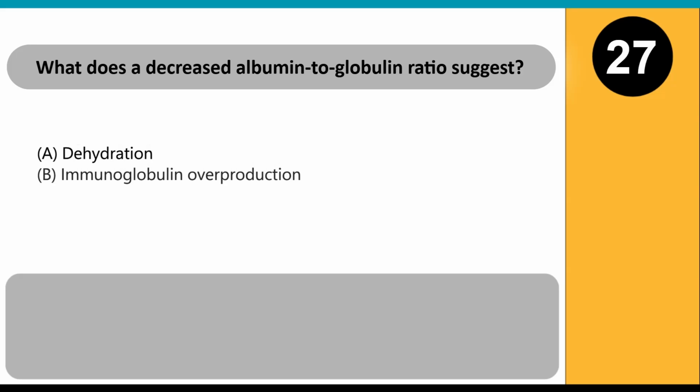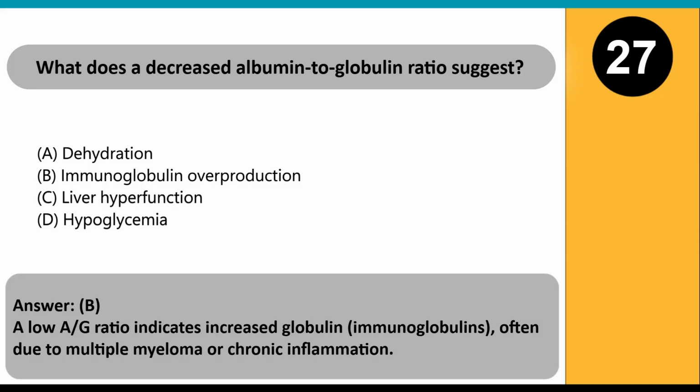What does a decreased albumin to globulin ratio suggest? A. Dehydration. B. Immunoglobulin overproduction. C. Liver hyperfunction. D. Hypoglycemia. Answer B. A low A/G ratio indicates increased globulin, immunoglobulins, often due to multiple myeloma or chronic inflammation.